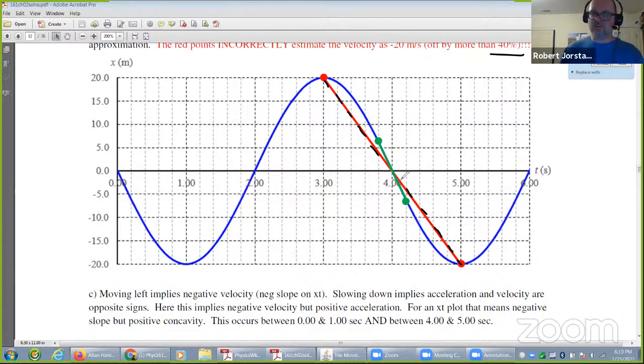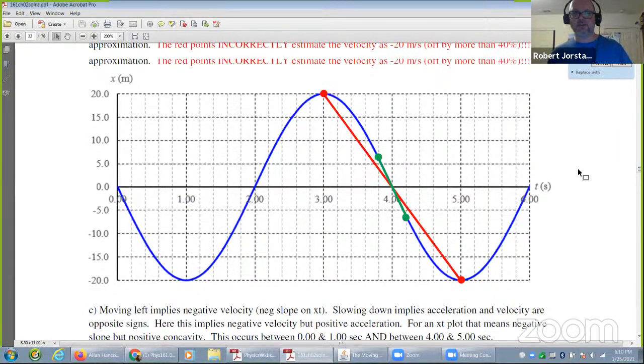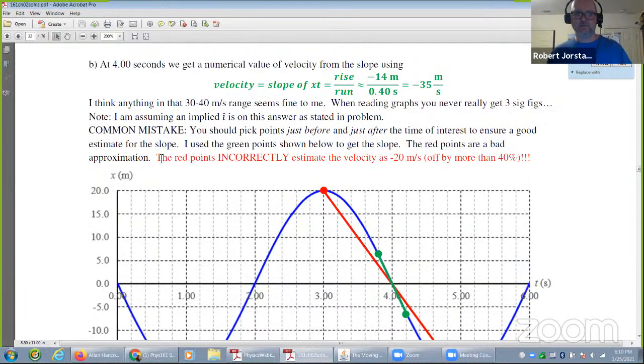The key is try to pick 2 points on a grid line that are close. So here what I did is I lined these points up on the time axis. That's great. You could have also lined them up on the x-axis. But basically make sure the points line up on some grid lines, and then pick points close to the time interval of interest, and you'll get an accurate number. So this shows you, again, these red points incorrectly estimate this, and you get a 40% error. That's terrible. So you would lose points.